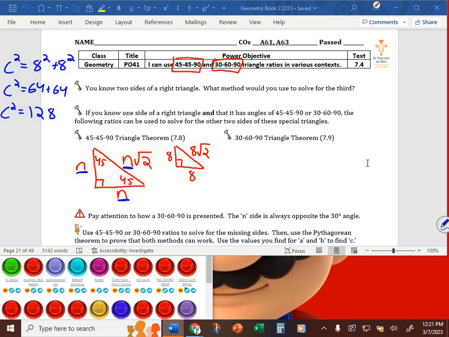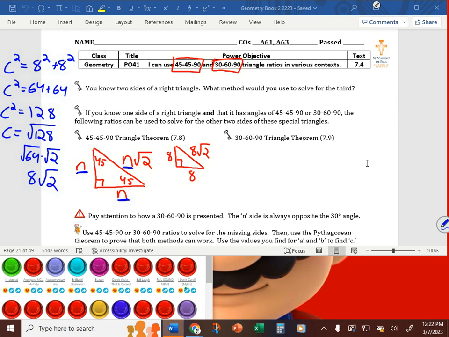Now, to get C by itself, of course, we have to root both sides. And so C, the hypotenuse, is the root of 128. If we were to simplify this, what's the largest perfect square that goes into 128? 64. How many times does 64 go into 128? A lot. That's how we got to 128 in the first place, right? Adding 64 plus 64. So if we break this up into the root of 64 times the root of 2, we break it down to 8 root 2.